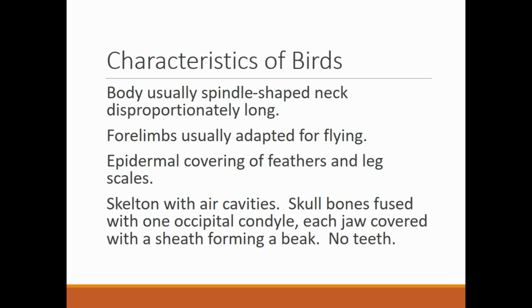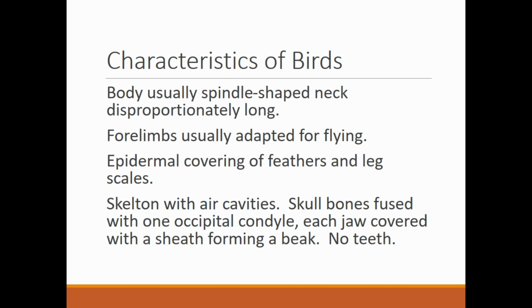Characteristics of birds: body usually spindle shaped, neck disproportionately long, meaning on a lot of them, their necks are much longer than the rest of their bodies. Think about a swan or an ostrich. That's a long neck. Forelimbs usually adapted for flying, aka wings. The epidermal covering is feathers and leg scales. So all birds have feathers. Not all birds can fly, but even if they can't fly, their forelimbs are still wings.